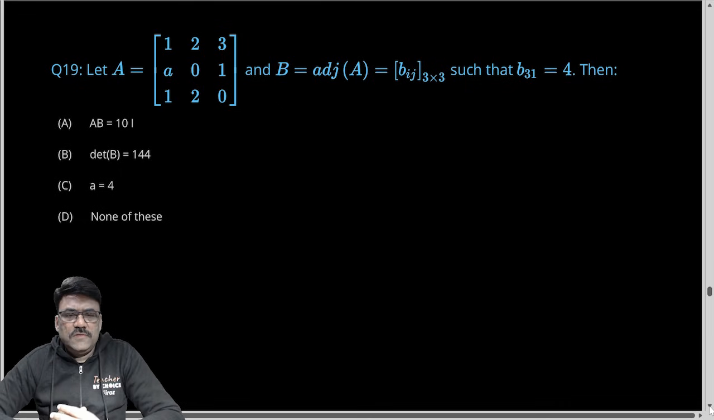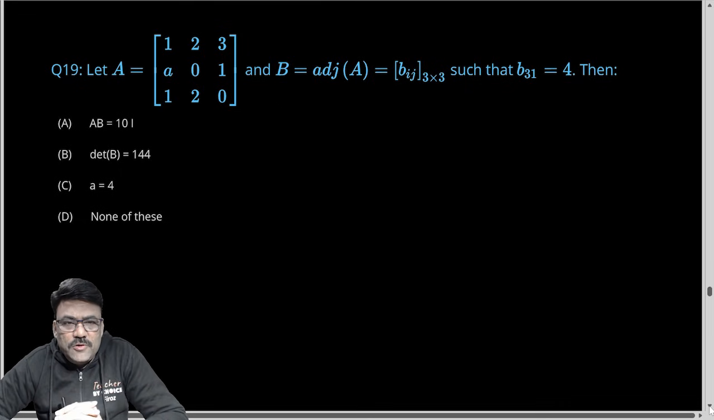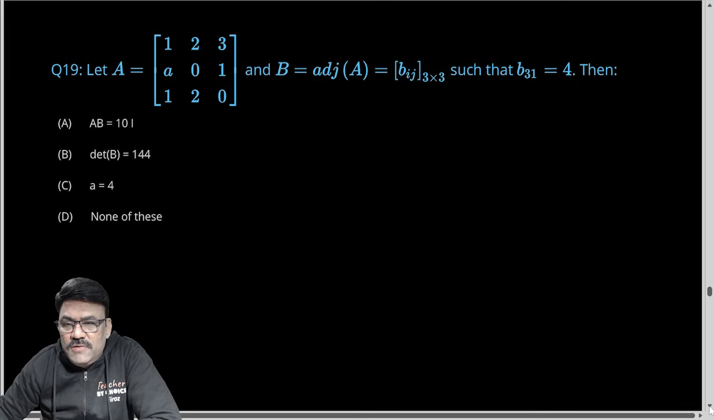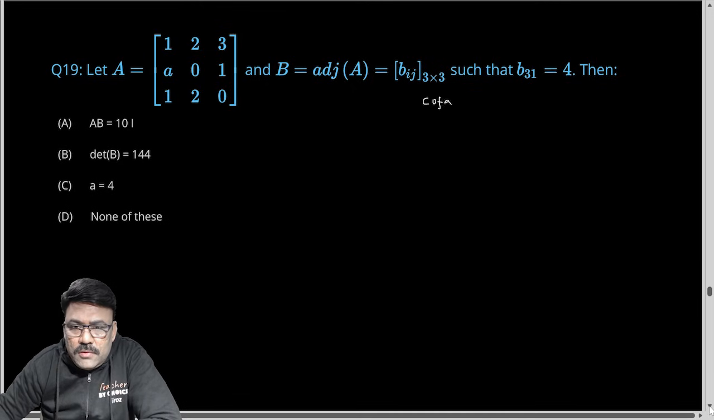Okay, see this question. This is from matrices. B is the adjoint of A. A matrix is given to you. And B31 is 4. B31 is actually the cofactor of A13. Why is it the cofactor of A13?